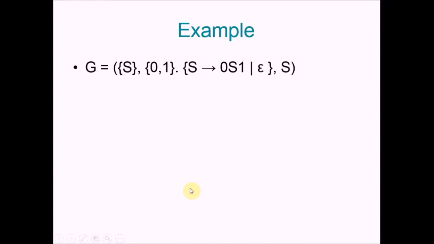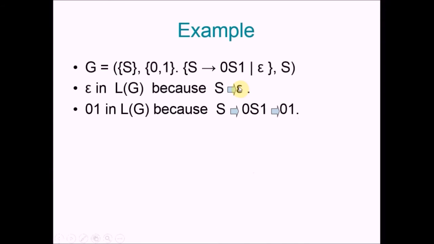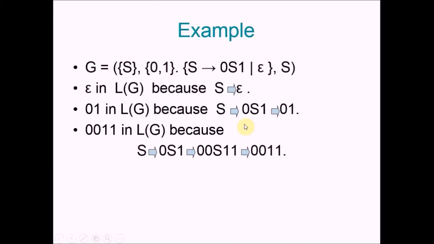So we will start with an example. We take G as (V, sigma, R, S), where V is the non-terminal symbol S, and sigma is 0, 1, where 0, 1 are terminal symbols. R is S to 0S1 and epsilon, which is the set of rules, and S is the starting symbol. So epsilon is in LG, because S goes to epsilon, and epsilon is actually null here, the null expression. And 01 is in LG, because S to 0S1, and 0S1 to 01. And next we have 0011 in LG, because S to 0S1.